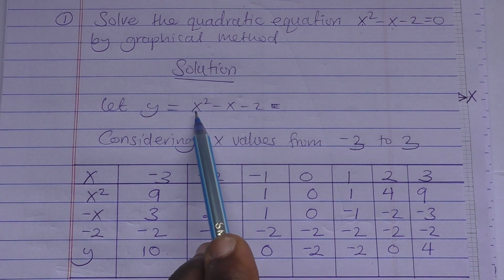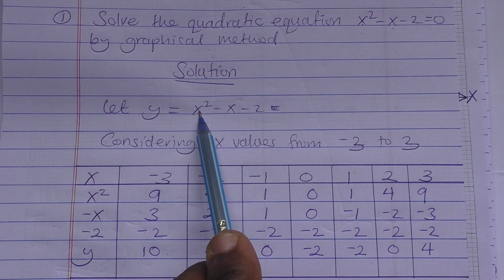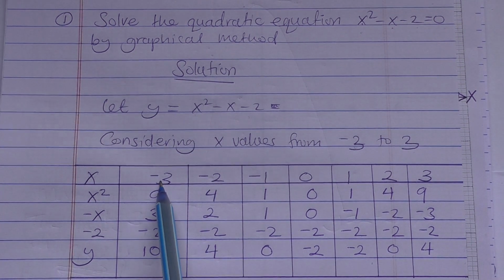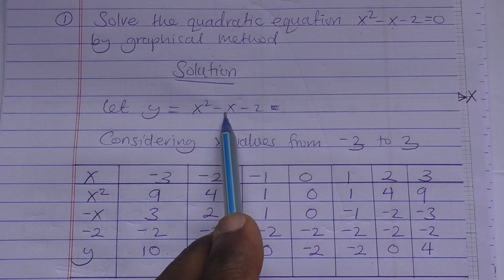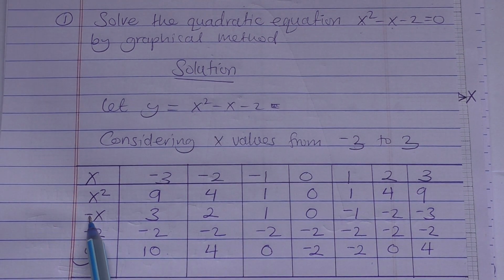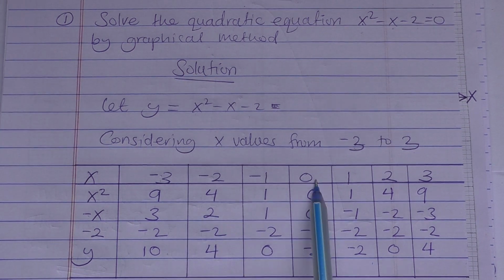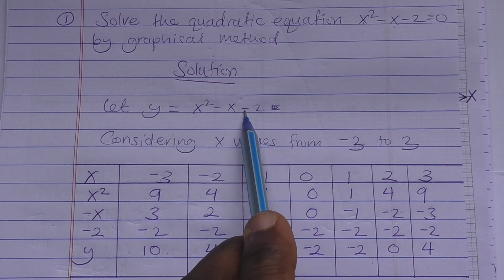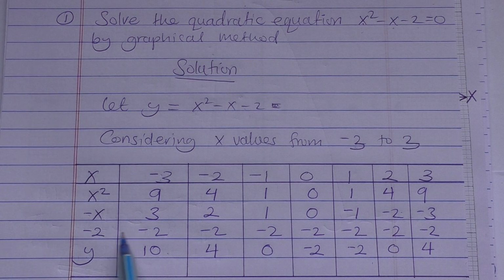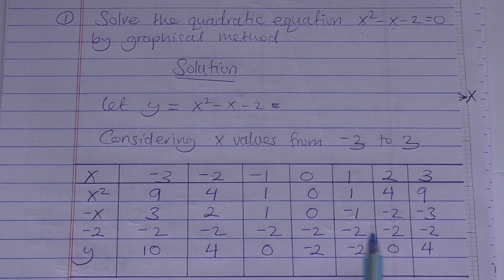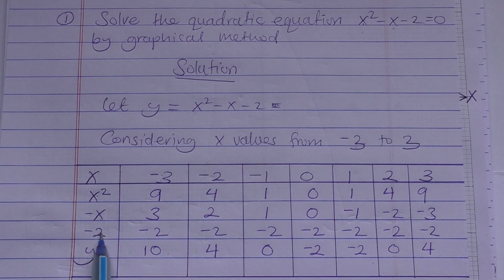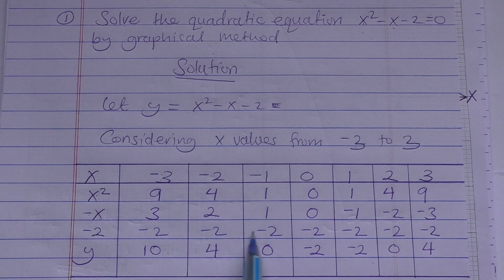And now I will use the given equation to get the values of y, whereby I will have x squared, where I will square the values of x, then minus x, that is negative times the values of x, and then we have negative 2. This negative 2 is a constant, so we maintain it everywhere. So what I need are values of x squared, values of negative x, and then I add them to my constant negative 2 to obtain the values of y.